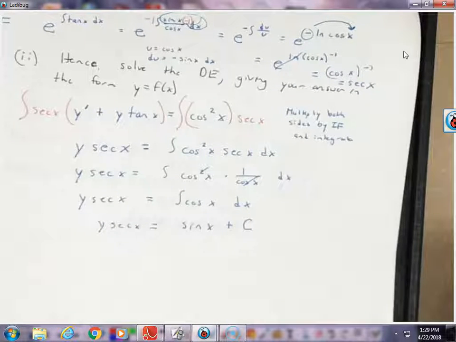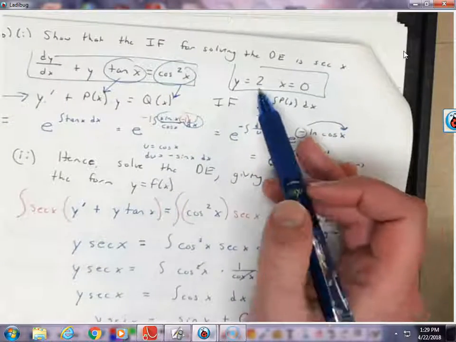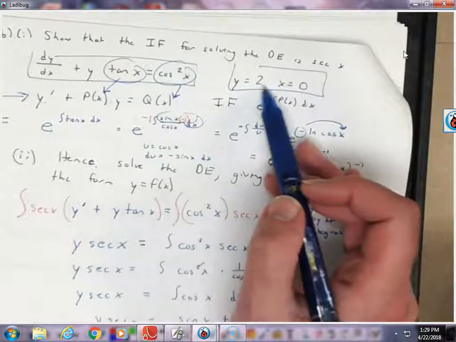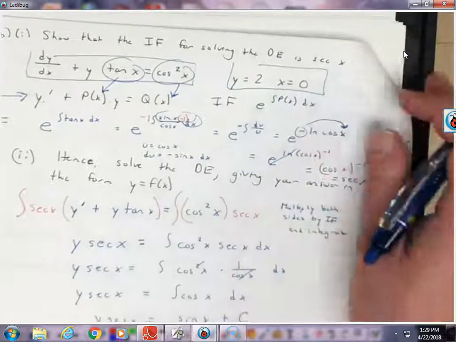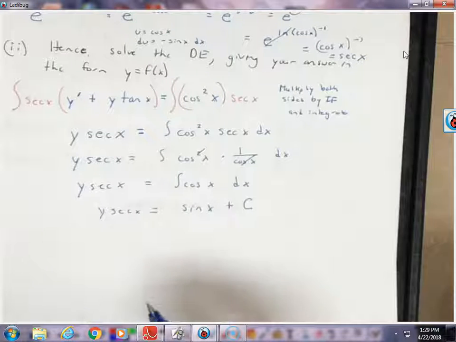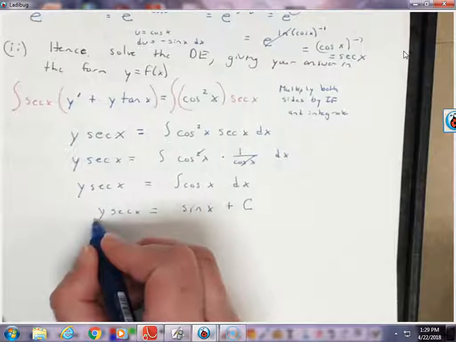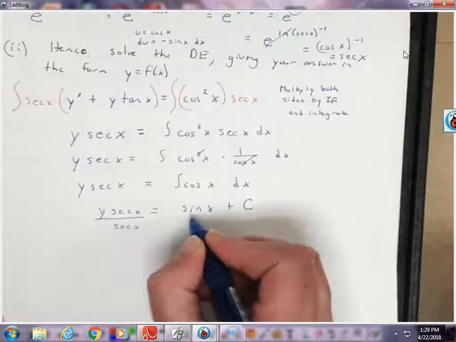Okay, and now they said to solve it for y. So two things: solving it for y and the fact that we have a constant to solve for. They didn't say solve for it, but they gave you a point. And if they give you a point, they expect you to substitute it in, and that's a fair amount of marks for doing that, and it's really simple. Okay, so what I'm going to do is I'm going to divide through by secant x, so it's by itself.